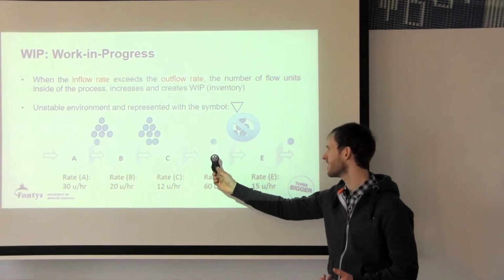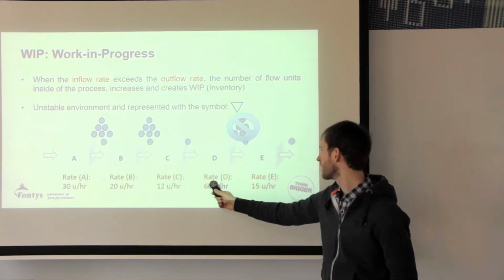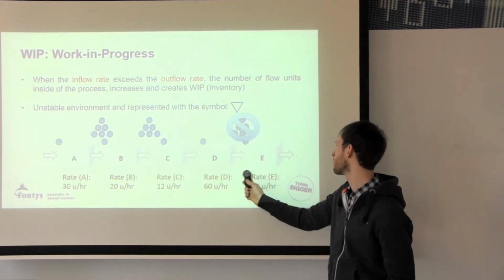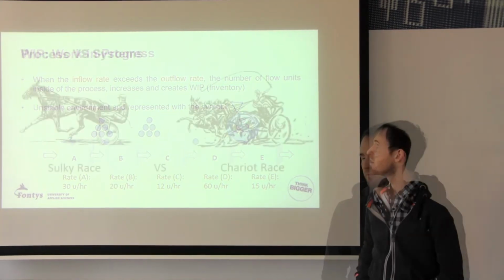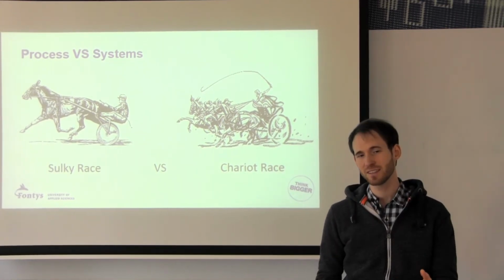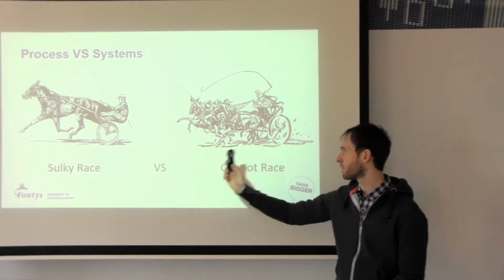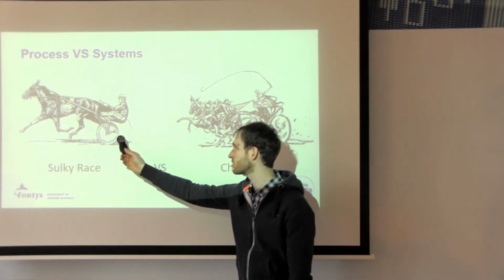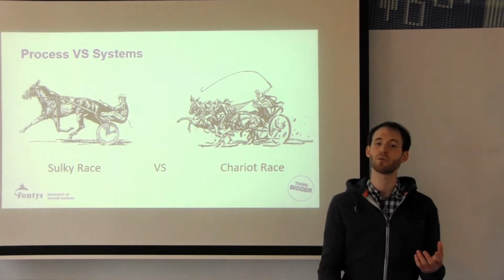So we could say that here, there could also be kind of starving happening, because this is slower than this, and it takes more and more, but at one point in time there might be no materials left. So let's now look at the last part of today's lecture, which is looking at processes and systems, because there's an essential difference between those. So a process could be compared to a sulky race with just one horse, and a system could be compared to a chariot race with numerous horses.